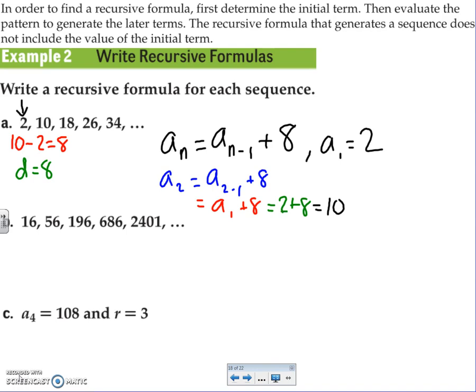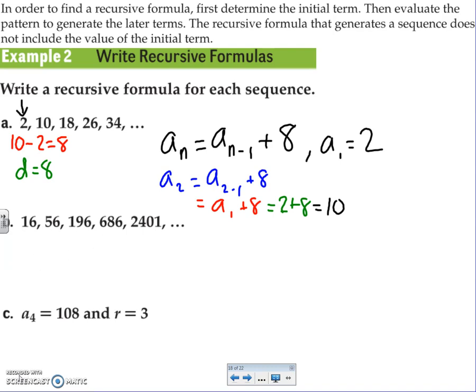Alright, so we'll do the same thing for B. We're going to see if it's arithmetic, geometric, or neither. Let's try subtracting, see if there's a common difference. 56 minus 16, that is plus 40. 56 plus 40 is 96, that's wrong. Nope, not a common difference, not d, not arithmetic.